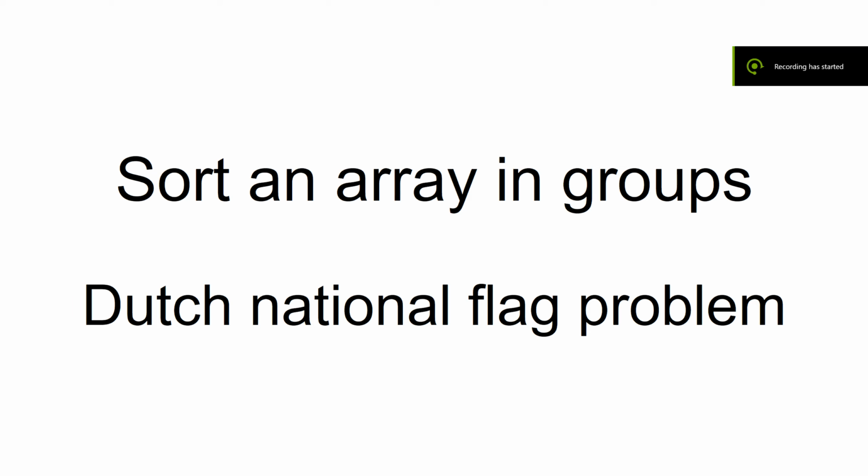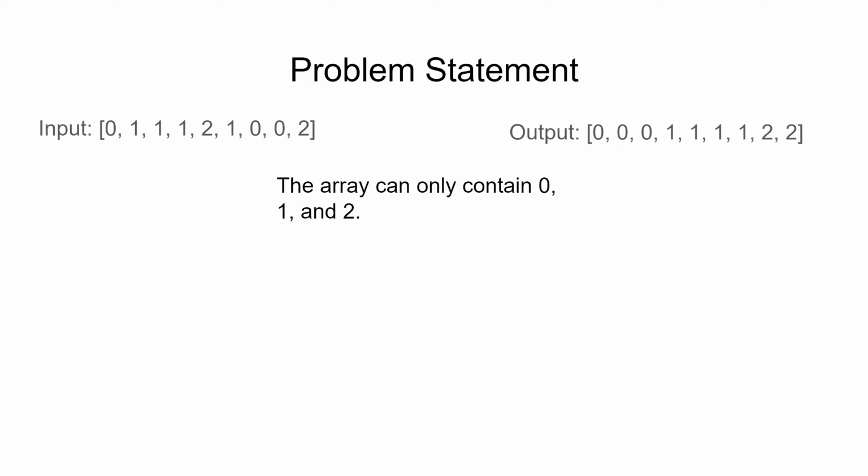In this video I'll show you how to sort an array in groups, also known as the Dutch National Flag problem. Problem statement. The input is 0, 1, 1, 1, 2, 1, 0, 0, 2, and the array can only contain 0, 1, and 2s. The output is 0, 0, 0, 1, 1, 1, 1, 2, 2, and that's the sorted version of the input.